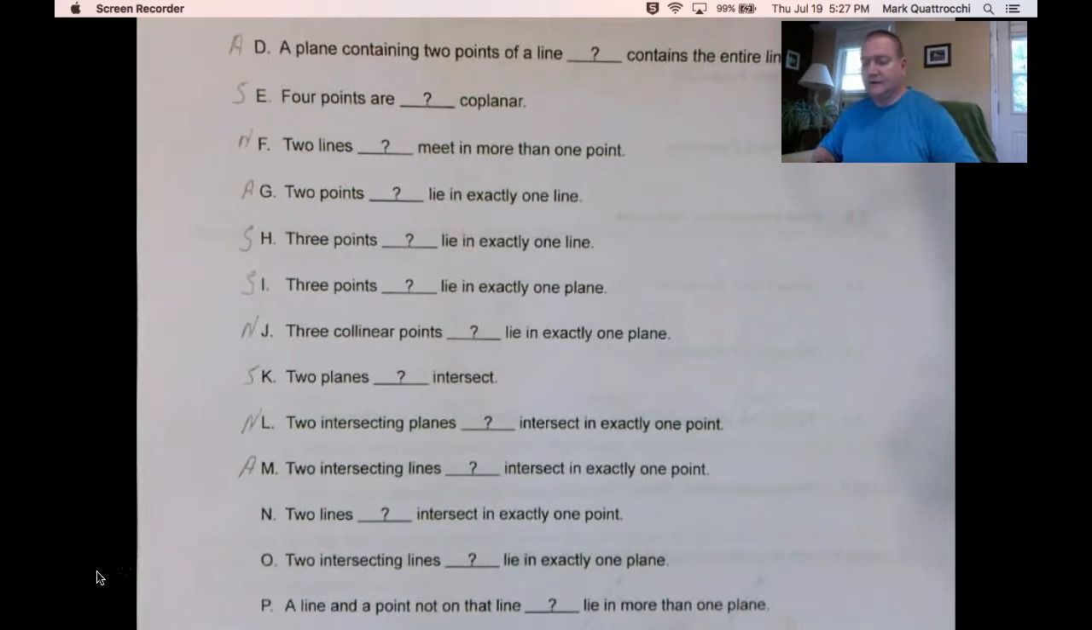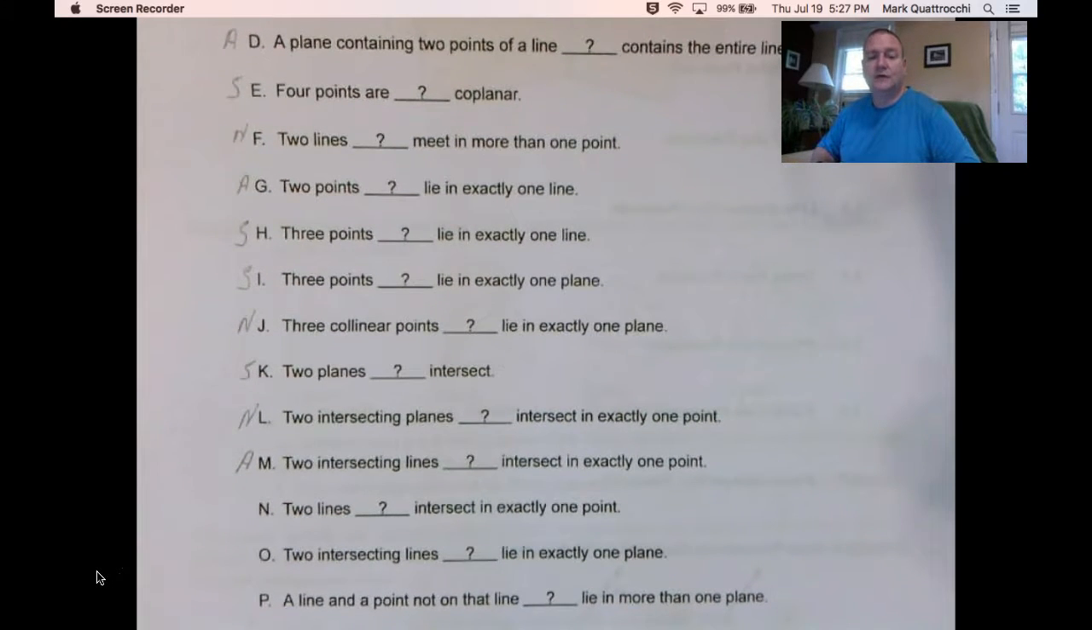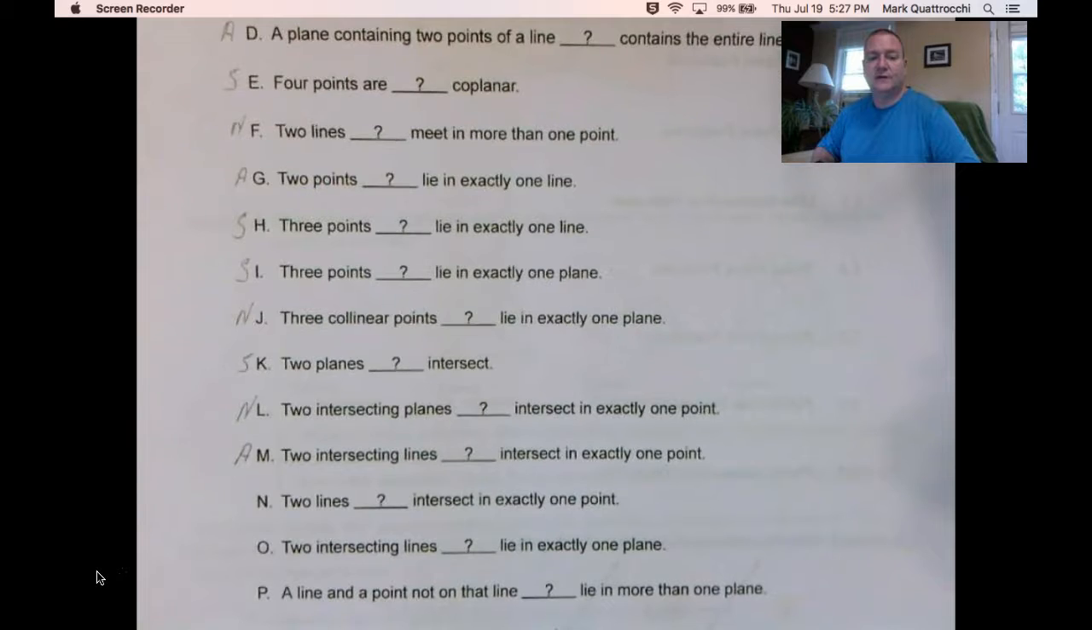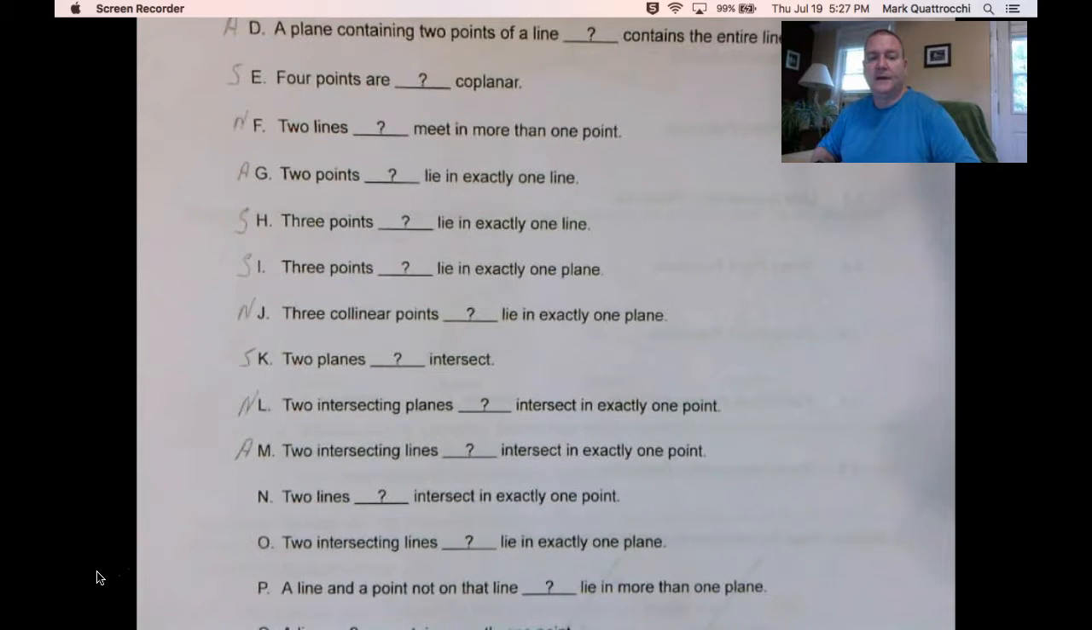Two intersecting lines always intersect in exactly one point. Two lines always, sometimes, or never intersect in exactly one point. Now this is a little bit different. M and N are not saying the same thing. Why? Well, in M it says two intersecting lines. In N it just says two lines.